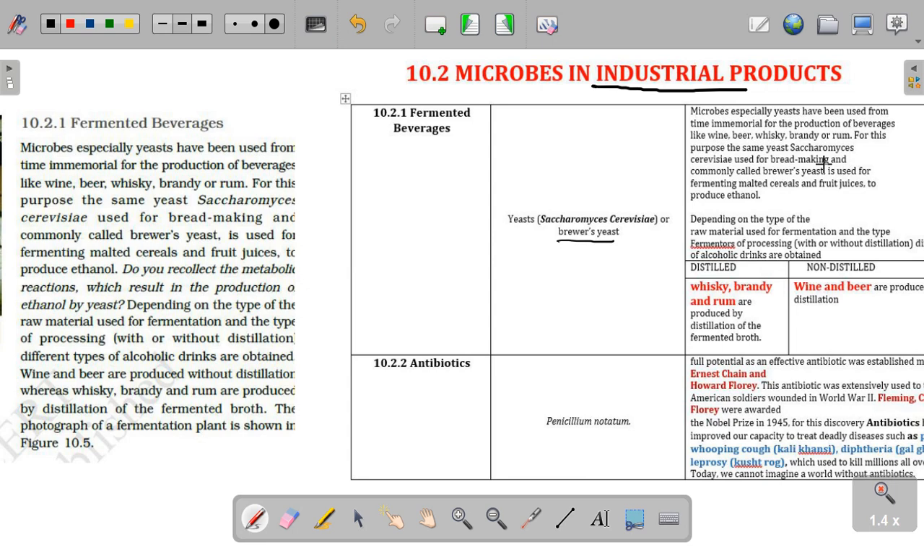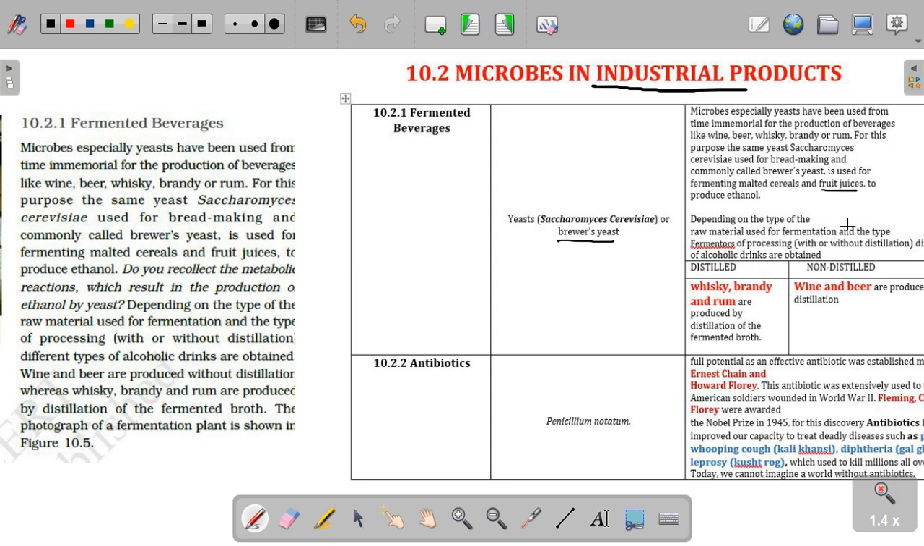So depending on the type of raw material used, certain types of raw materials are used to produce these beverages, which are alcohol made. Like you can see fruit juices, take apple or grape juice, and cereals like barley. Barley is one type of cereal which can be used to produce beer. And you know that grape juice or apple juice is also helpful in production of wine.